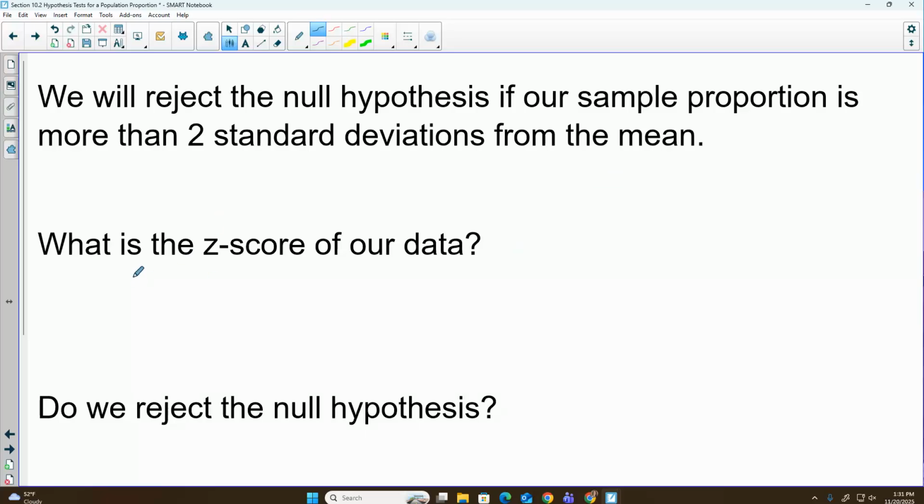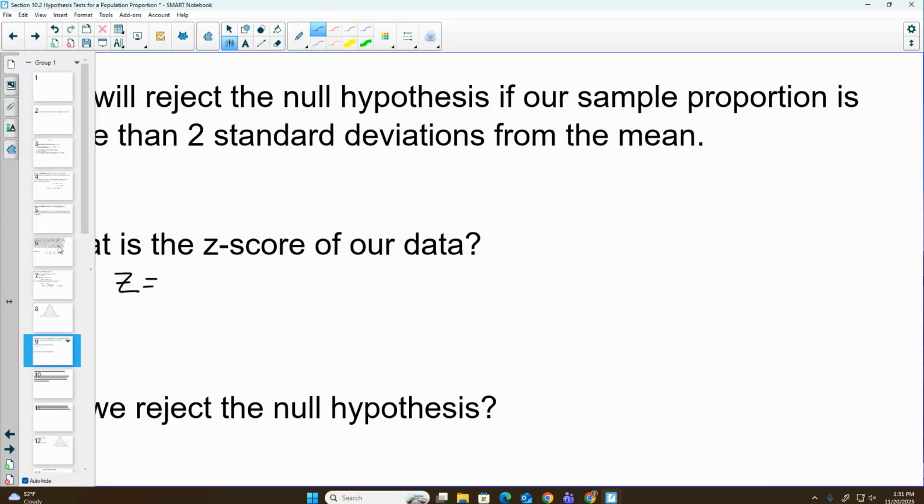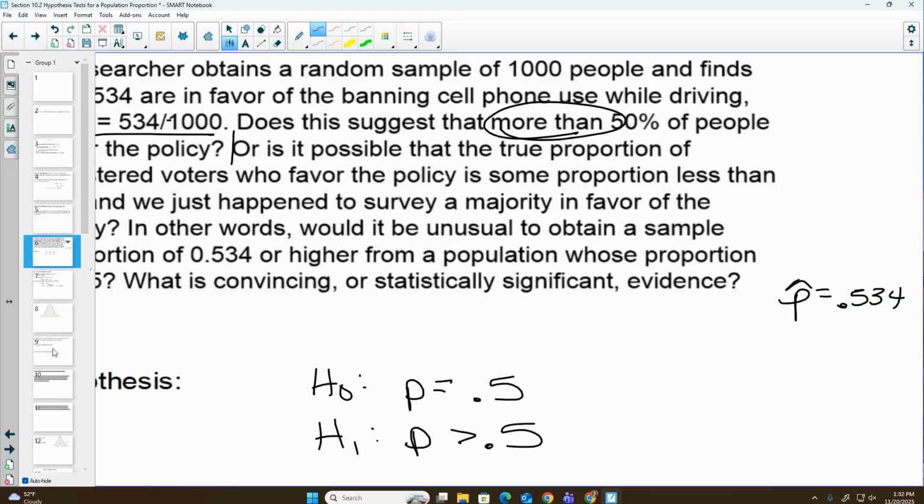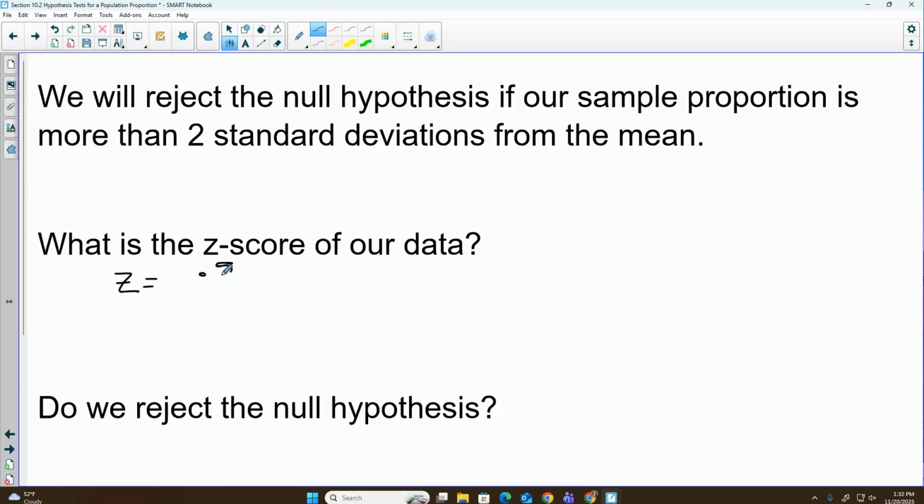So first, we need to get our z-score. How do we do a z-score? So what we have, that's like our p hat. In this, what was our p hat? 0.534 minus our mean, which was 0.5, divided by our standard deviation, 0.0158. That gives me a z-score of 2.15.